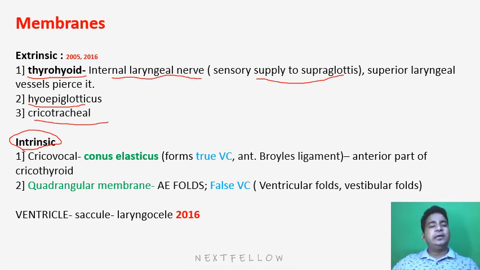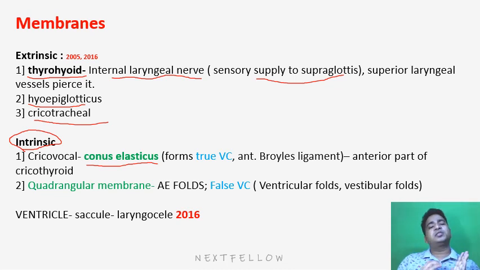Now let's talk about the intrinsic membranes. The first one is the cricovocal, also known as the conus elasticus. So this cricovocal, as the name suggests, is the membrane between the cricoid cartilage and the formation of the vocal cords, which we have already discussed.